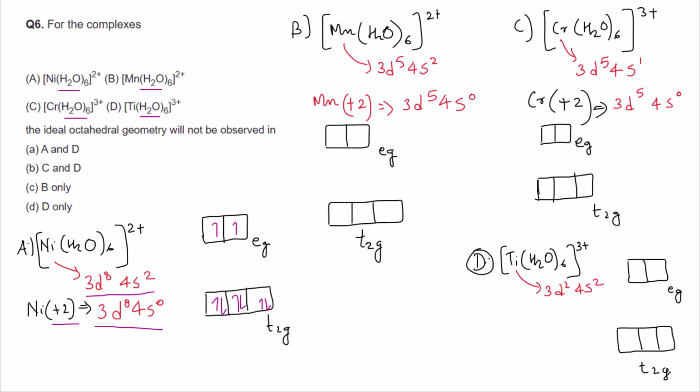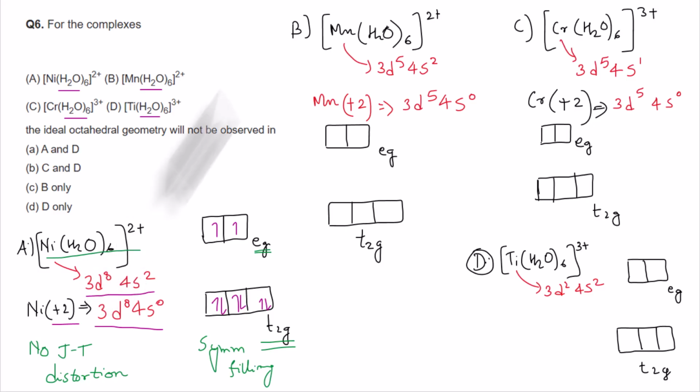So we can see here that the T2G orbital is occupied symmetrically with 6 electrons. Symmetrical filling of T2G orbitals, and the EG orbital is also symmetrically filled, 2 electrons in 2 orbitals. So both are symmetrically filled in this nickel complex. There is no probability of Jahn-Teller distortion here, and that is why the regular geometry will not be distorted. This nickel complex will be a regular octahedron.